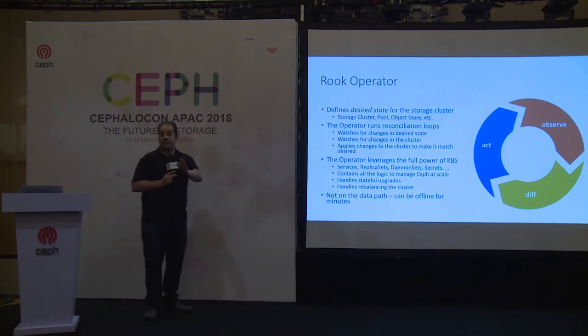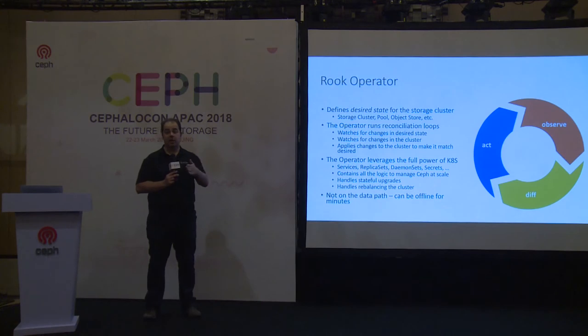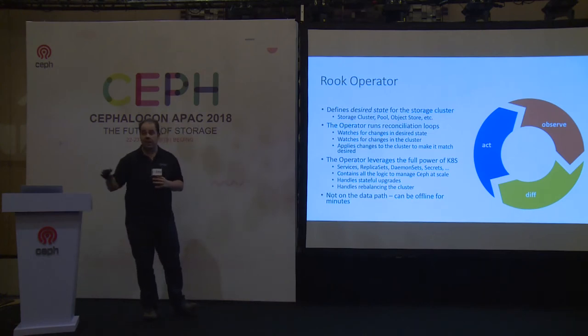Rook is not on the data path. It's essentially on the control path. It's doing lifecycle management of the daemons. It's not anywhere in the data path. The data path is classic Ceph. Your clients are talking directly to the OSDs and the MDSs and the RGWs. There is no change to the data path at all.